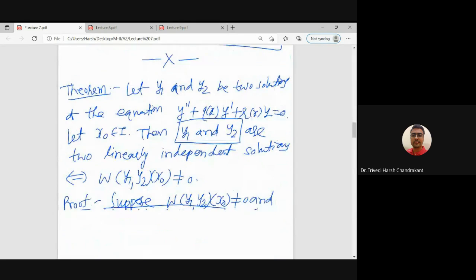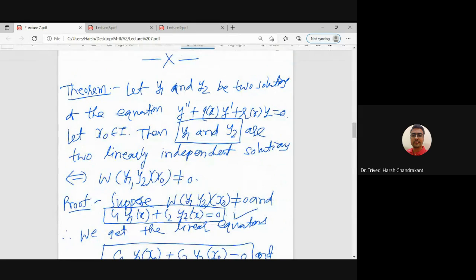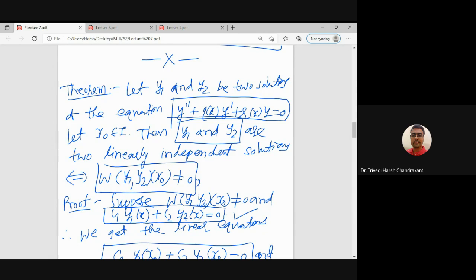Okay, so using this particular result, we are getting an application that we will be using in this lecture also. Whenever two solutions y1 and y2 of a given second order homogeneous equation are linearly independent, the Wronskian is non-zero at some point in the interval, right?